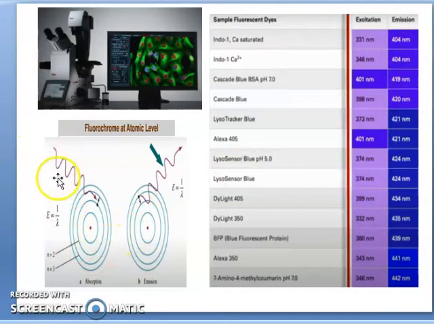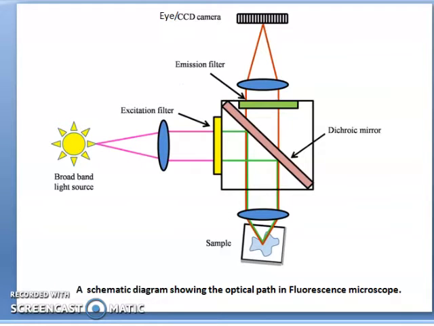That means this is the excitation wavelength that we are using to illuminate the specimen, and the emission wavelength is the wavelength that we get to see when this light is emitted when the electron jumps back to its original state. So this will be better understood by its ray diagram. So this is the ray diagram.